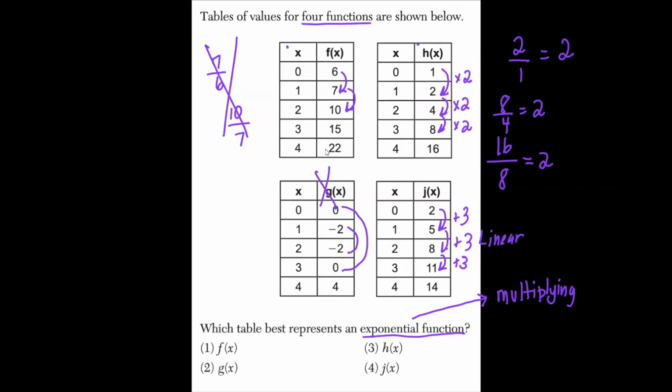Honestly, this first one here is the one I'm assuming most students would have trouble with. Most students would probably be undecided between h of x and f of x, because this one is easy to prove that it's linear. This one looks quadratic based on that symmetry. And this one doesn't show the symmetry, but it is in fact quadratic.